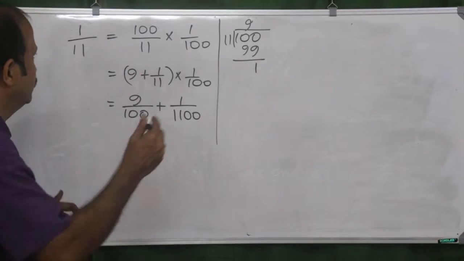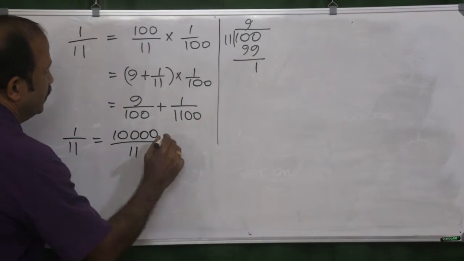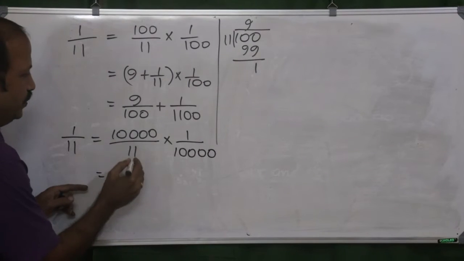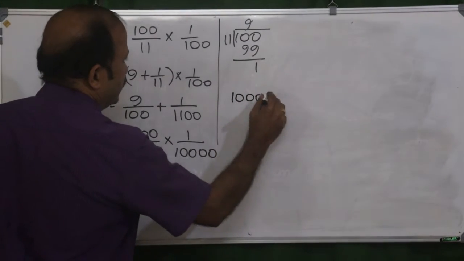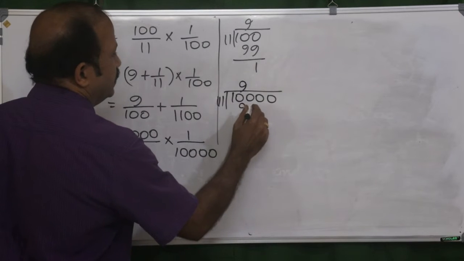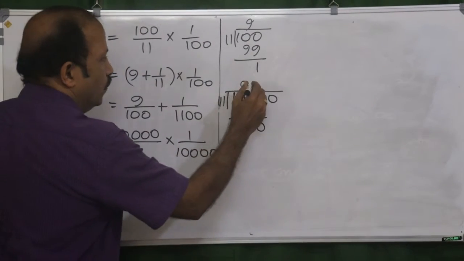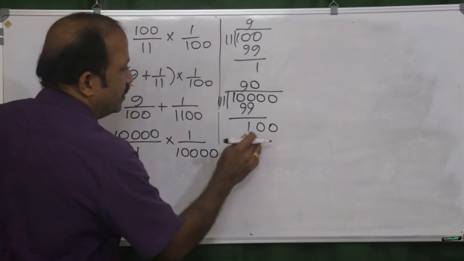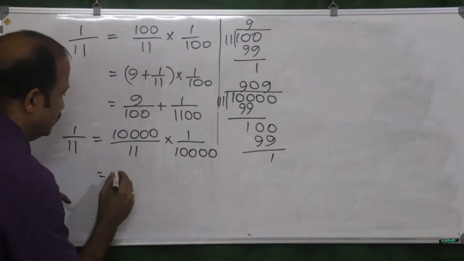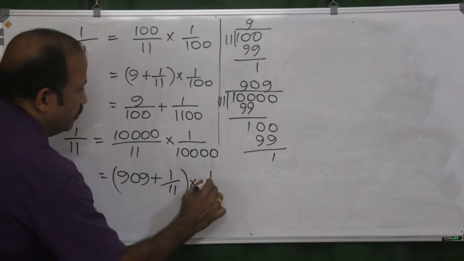So 1 by 11 is equal to 10,000 by 11 into 1 by 10,000. We have to check 10,000 divided by 11. 9 times 11 is 99, remainder 1. A 0 comes down, 10. In 10, how many 11s? None, so 0. Next 0 comes down, in 100, 9 times 11 is 99, remainder 1. So we got 909, isn't it? 909, remainder is 1, so plus 1 by 11 into 1 by 10,000.